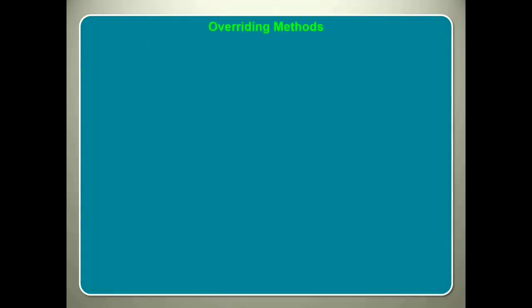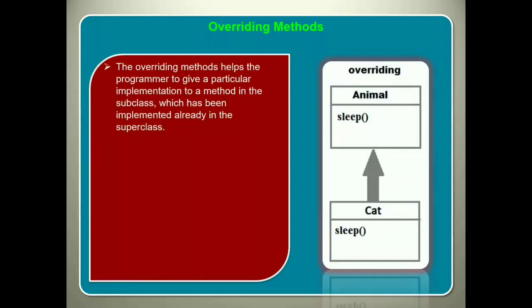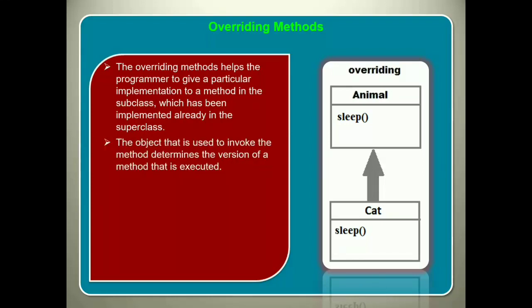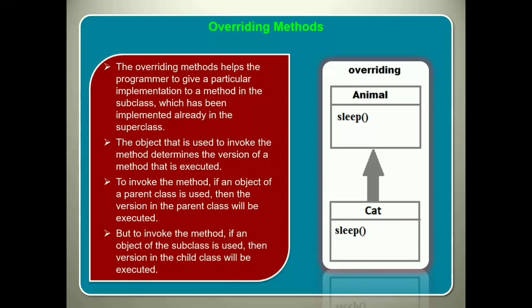Let us now understand the concept of overriding methods. The overriding methods help the programmer to give a particular implementation to a method in the subclass, which has already been implemented in the superclass. Here, you must note that the object that is used to invoke the method determines the version of a method that is executed. To invoke the method, if an object of a parent class is used, then the version in the parent class will be executed. But to invoke the method, if an object of the subclass is used, then the version in the child class will be executed.